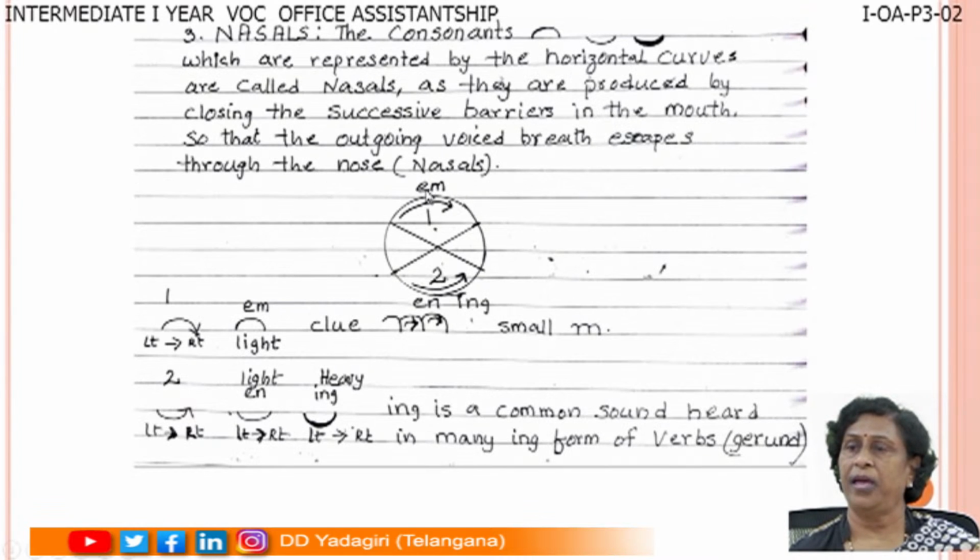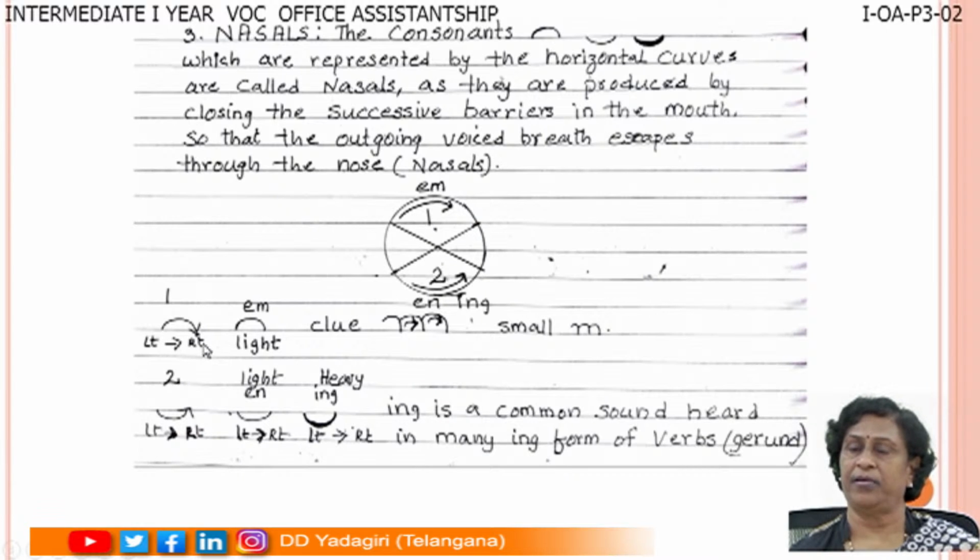M, N, ing. M has no pair here. One thing you might have noticed here: explodants and continuants, we had pairs. P, B, T, D, CH, J, K, G, all these had pairs. But in this nasal, the first consonant M does not have a pair. Hence, it is written light. Because it does not have a pair, you're going to write it light. If it had a pair, you would have written it light and heavy. But as M does not have a pair, you're going to write it light.